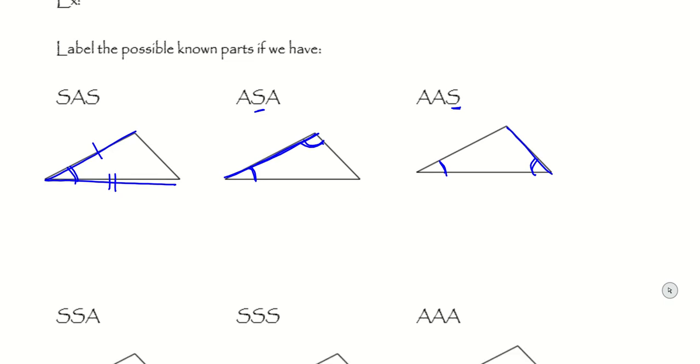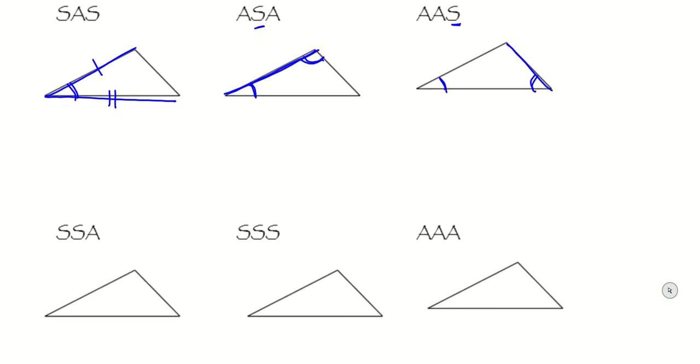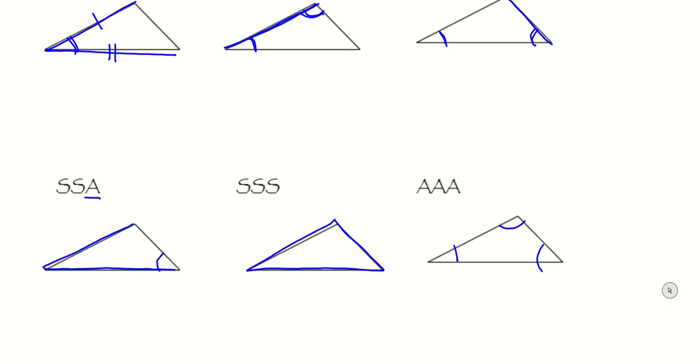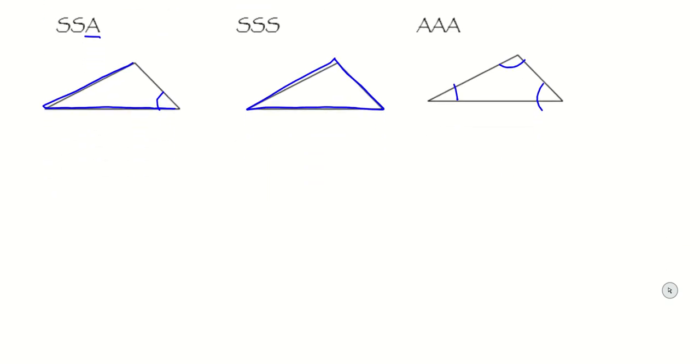I know SSA if I know two sides and then an angle. So if I had side, side, and then an angle, the angle is not in between the two sides. And I know side, side, side if I know all three sides of a triangle, and I know angle, angle, angle if I know all three angles of a triangle. So just to remind you of what that means, we're going to use that notation.